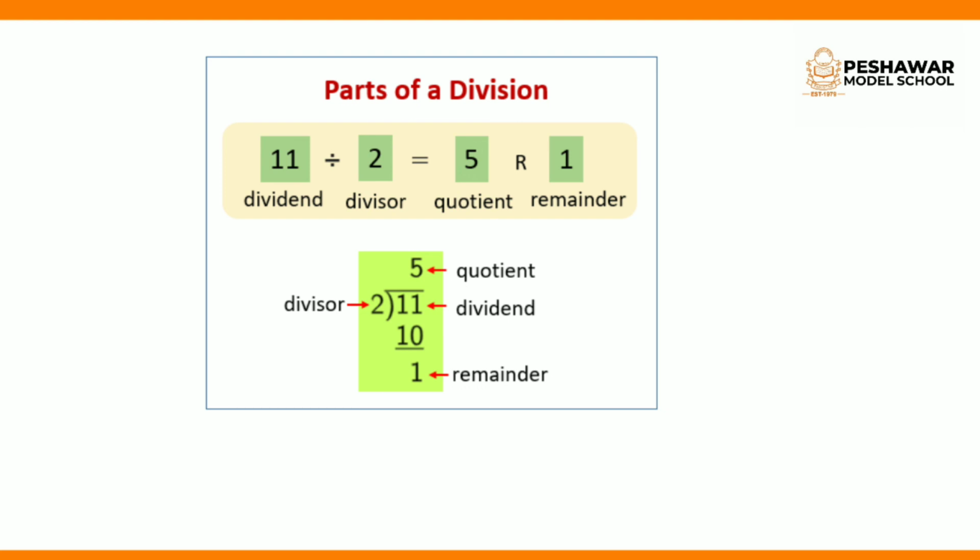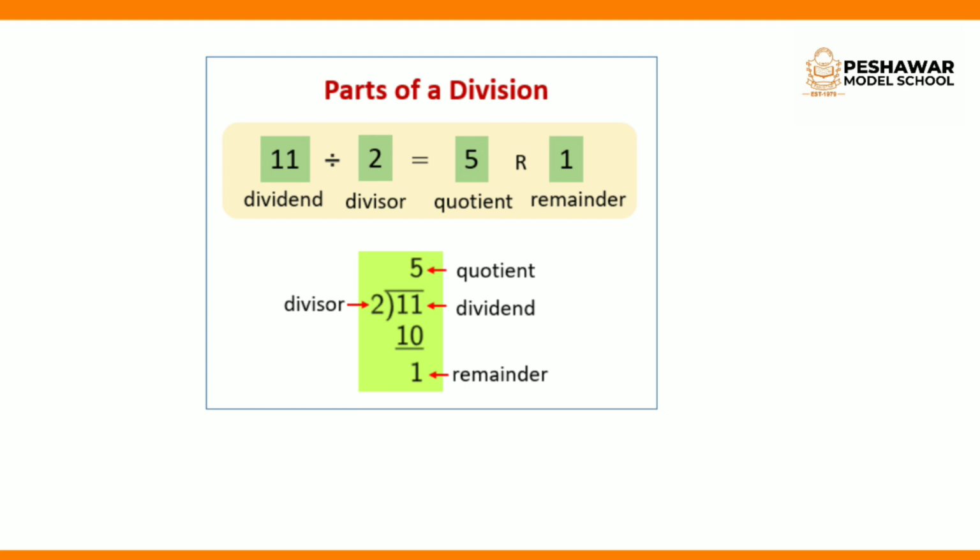Now students, as in the divisor there is a single digit 2, the rule is that you have to take a single digit in the dividend, but 1 is smaller than 2. Then we will take 2 digits, 11. Now we will start the table of 2. 2 ones are 2, 2 twos are 4, 2 threes are 6, 2 fours are 8, 2 fives are 10, 2 sixes are 12. Students, 2 sixes are 12.